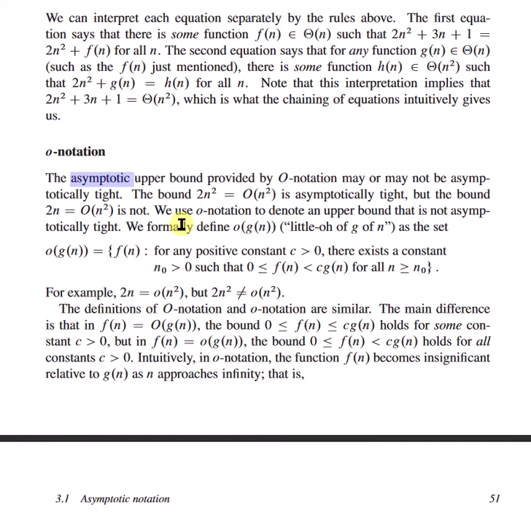We formally define small o of g of n as the set of functions f of n such that for any positive constant c, there exists a constant n naught such that 0 is less than or equal to f of n, which is less than c times g of n. Okay, isn't this the same as big O of n?